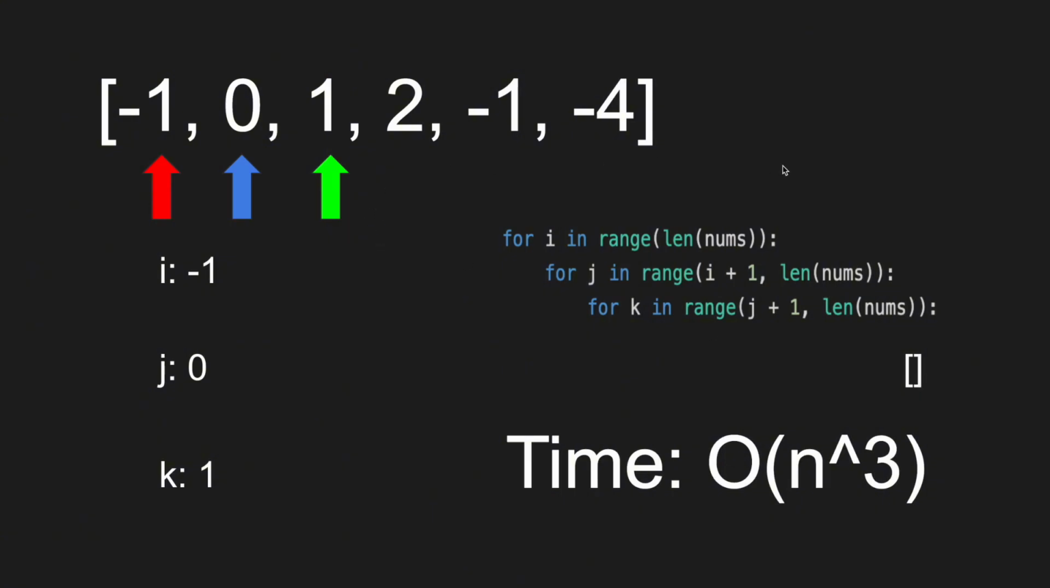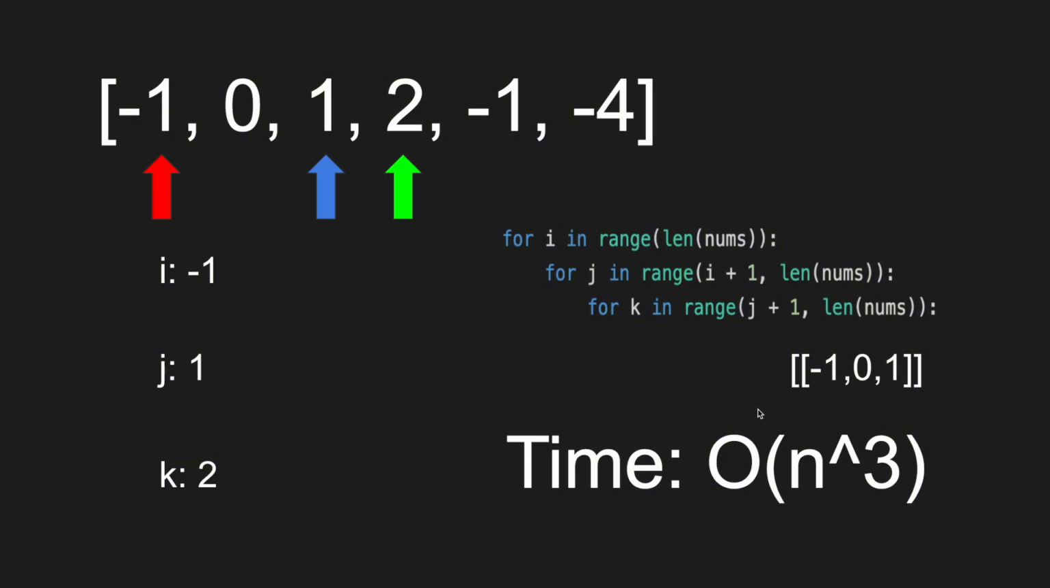So let's just go through this example. We start at -1, 0, and 1. They equal 0, so we can add them and iterate to the next element. Add these 3 numbers, they don't equal 0, so move on to the next. Add these 3, they don't equal 0, so move on again. We add these 3 numbers, they still don't equal 0, so now we iterate the blue and we restart the green index over here.